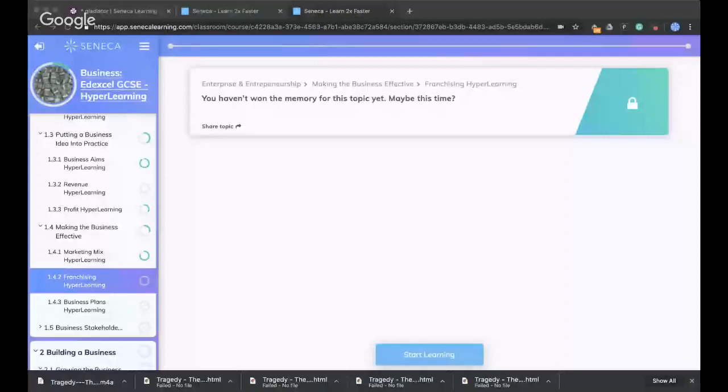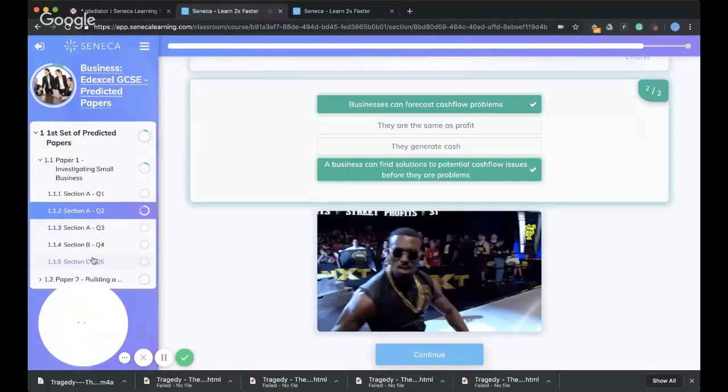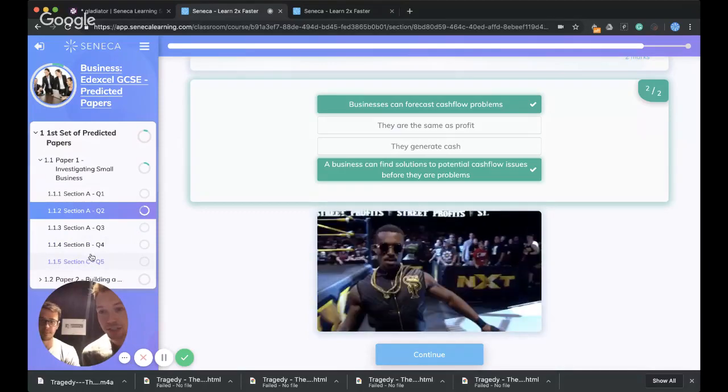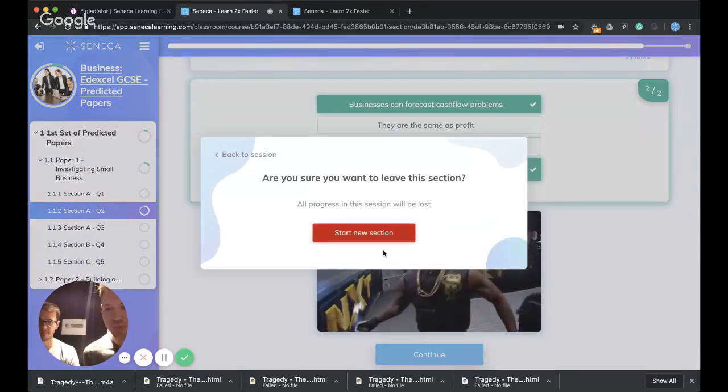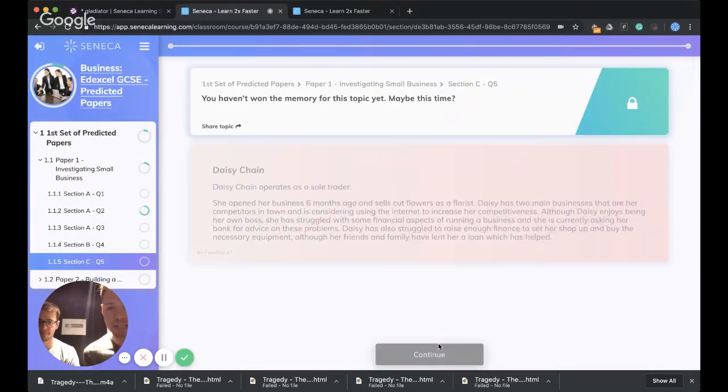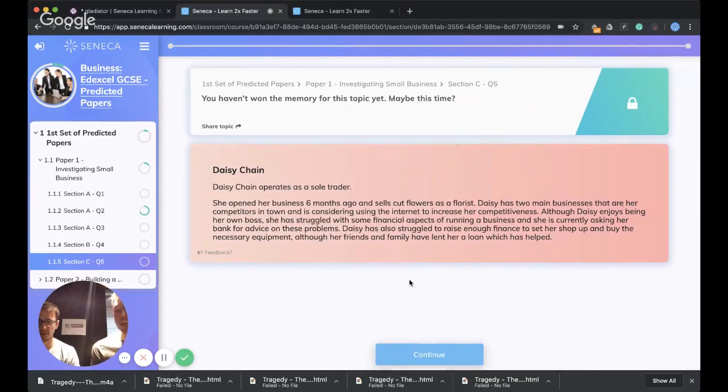Okay, so share the screen. Let's do a longer form. That's a Section C job. For this, what is our case study going to be on? Daisy Chain. It operates as a sole trader. Oh my God, she's a florist. So two businesses are competing in the town, and although she enjoys being her own boss, she has struggled with some financial aspects of running a business.